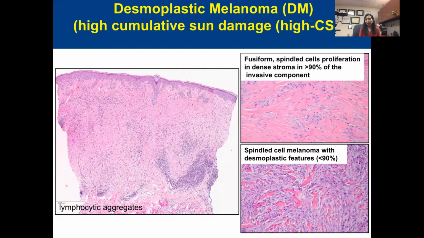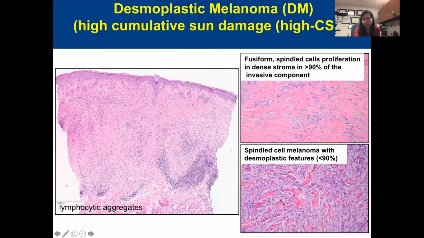It also happens in sun-damaged skin. In low power, there is a high chance of misdiagnosing this lesion. The clue in low power is this lymphoid aggregate. In high power, you see hypocellular spindle cell proliferation in a dense stroma background. These hypocellular spindle cells should occupy more than 90% of the invasive component to call it desmoplastic melanoma, in other words, so-called pure desmoplastic melanoma.